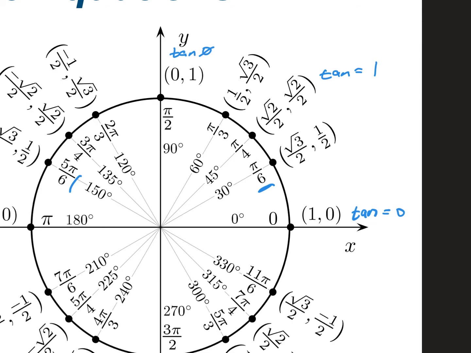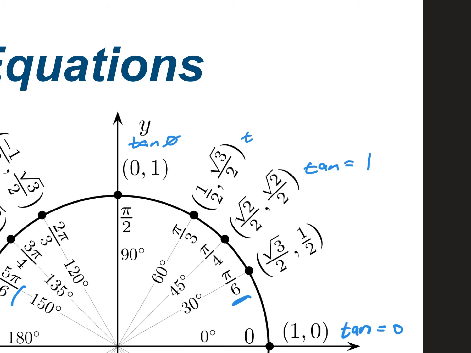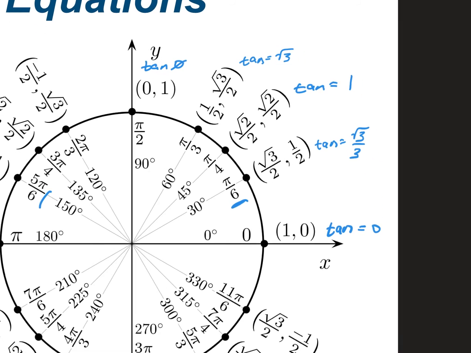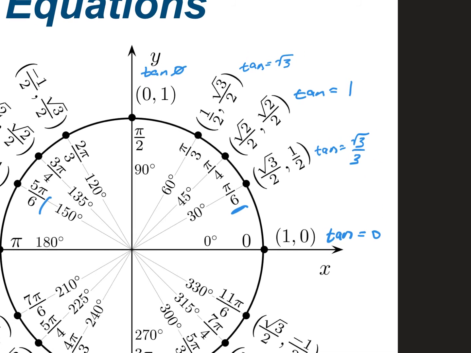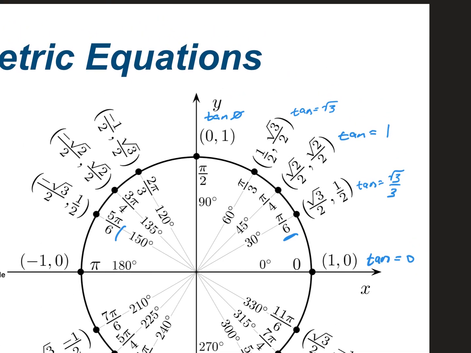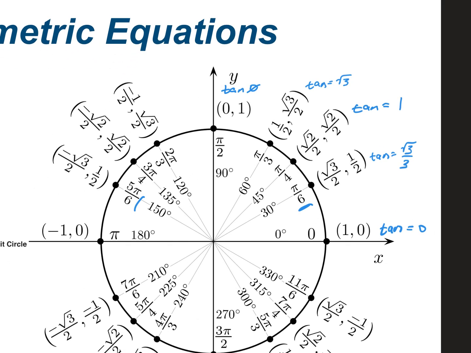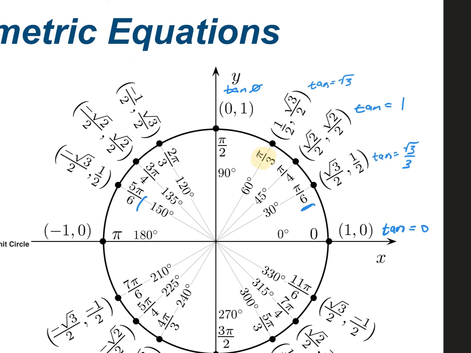Pi over 3? Is this one up here root 3? And then down here, tangent is root 3 over 3. This is something I think is really, really helpful for you guys to either memorize or write down, because now I want to know all the places on the unit circle that give me positive or negative square root of 3. So it's here. Where else?